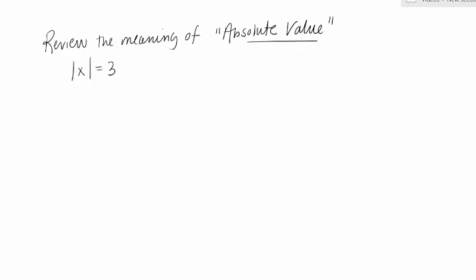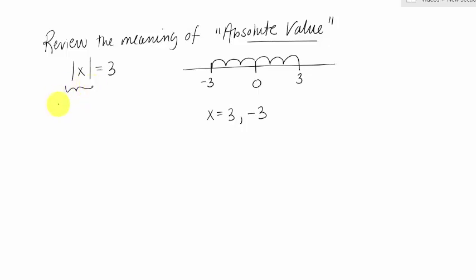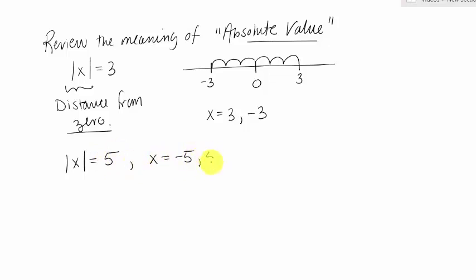Okay, so if we look at this, the absolute value of x equals 3. What that means is that x could be 3 units away from 0. We could be 1, 2, 3 units to the right, or we could be 1, 2, 3 units to the left. Therefore, x could be 3, or it could be negative 3, because these absolute value signs mean the distance from 0. So if I look at a problem like this, the absolute value of x equals 5, I know that x could be negative 5 or positive 5.